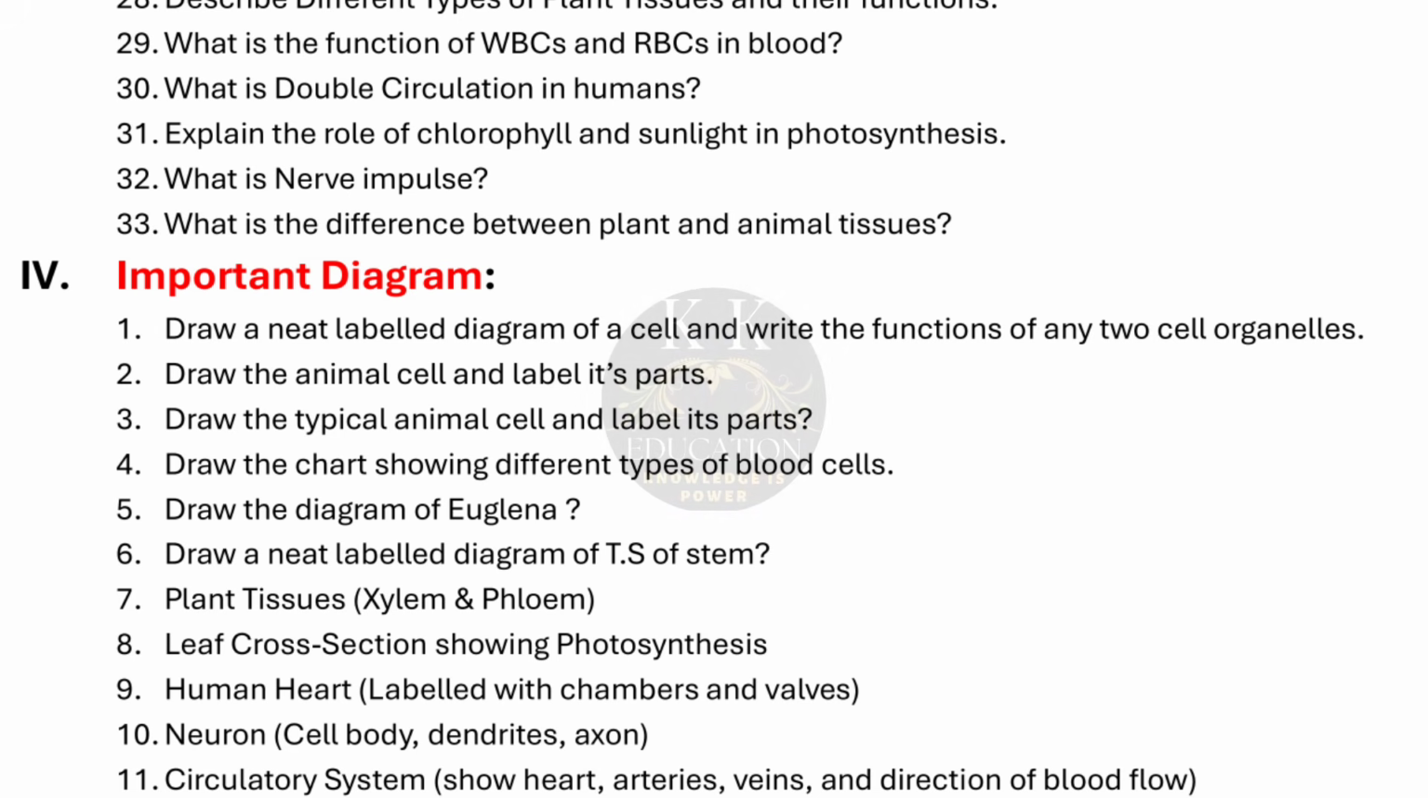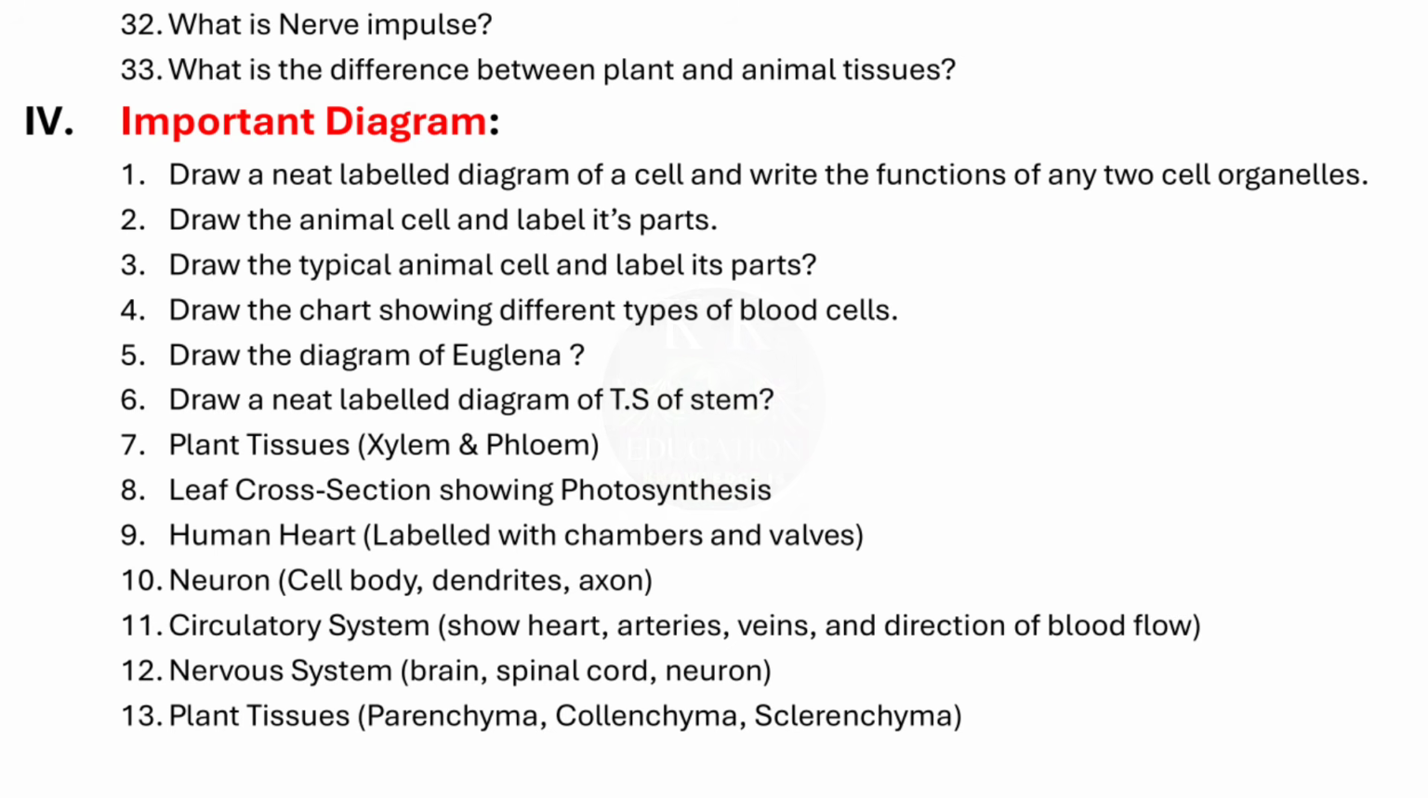And third one, draw the typical animal cell and label its parts. Fourth one, draw the chart showing different types of blood cells. And fifth one, draw the diagram of euglena. And sixth one, draw the neat labelled diagram of TS of stem. And seventh one, plant tissue xylem and phloem.